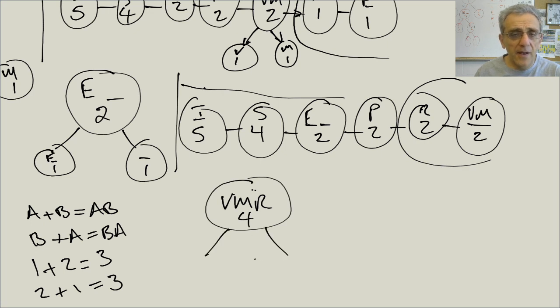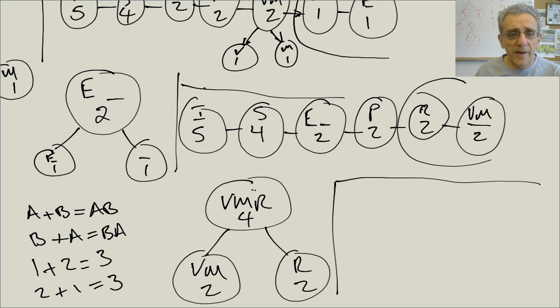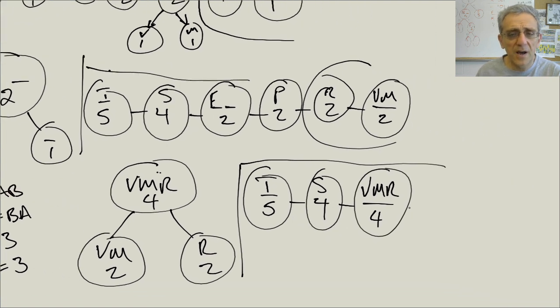That's why when I combine them to make VMR, 4, having now VM on the left and R2 on the right, now I've created this tree. Now I need to insert this into the main linked list. So where does that go? Well, it's a 4. So now we need to compare it with the S. Now V comes after S, so it would be to the right of the 4. So we'd have I5, S4, and then VMR 4. I'm not going to write its children here because I'll do that at the end. And then to the right of VMR we've got E space 2 and P2.